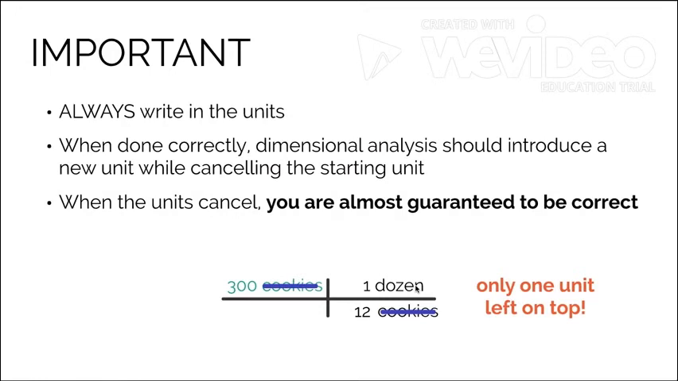Now, when you do this and you can visually see that the units you have written cancel out, you are almost guaranteed to be correct. The only thing that could give you the wrong answer in this is if you don't put it into the calculator correctly.